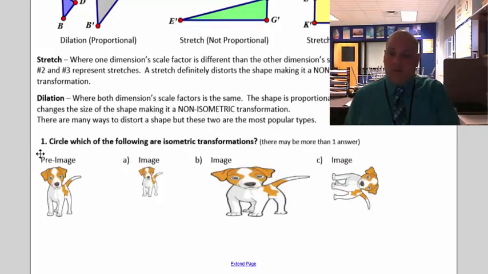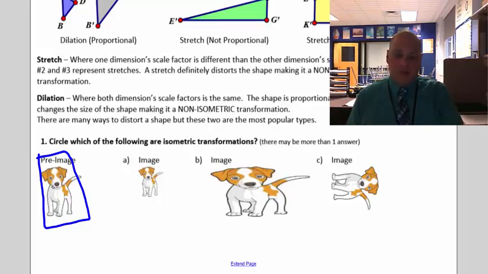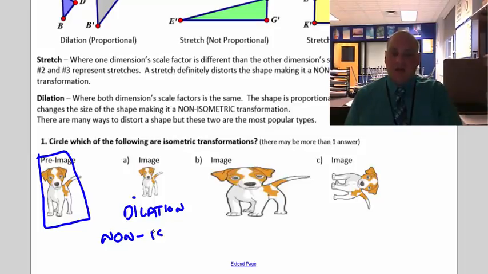So here's the preimage, just to make sure we understand what we're talking about here. Here's the doggy preimage, and here's an image here. So it's A, B, and C, multiple choice basically. In the first one, determine is it isometric or not. They want us to circle isometric. So in A, is it isometric? Well, no, because the doggy got smaller. So it's a dilation, therefore, no. So this is a dilation, non-isometric. How about this one?